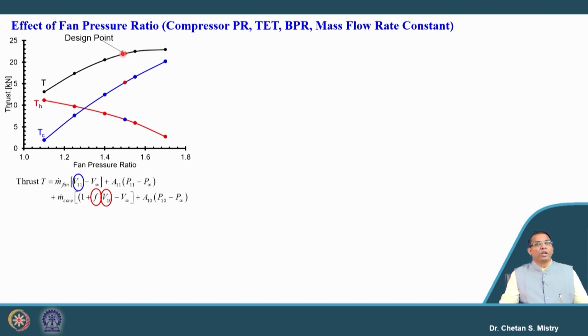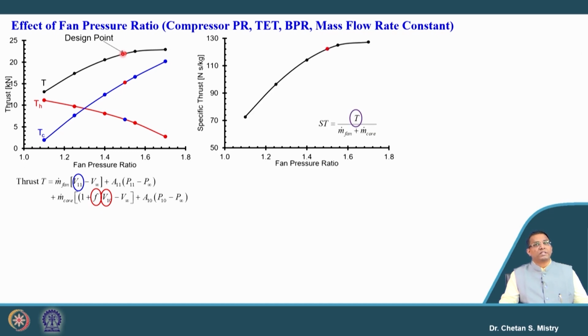Okay. Now, if we have this rise of pressure that gives the rise of thrust, we can say our specific thrust also will be increasing with the increase of fan pressure ratio. Okay. Now, let us look at the next scenario.